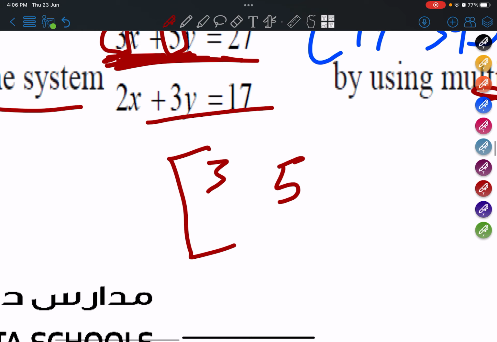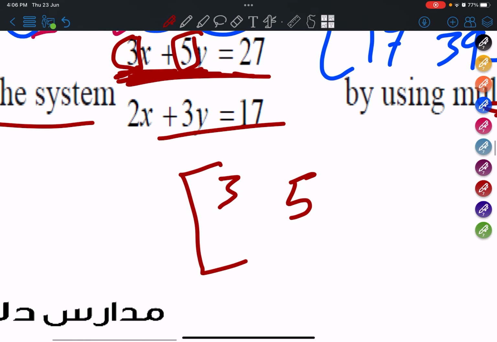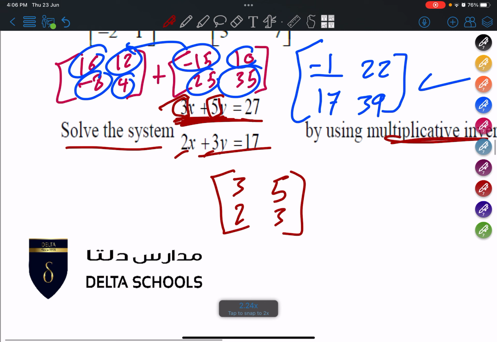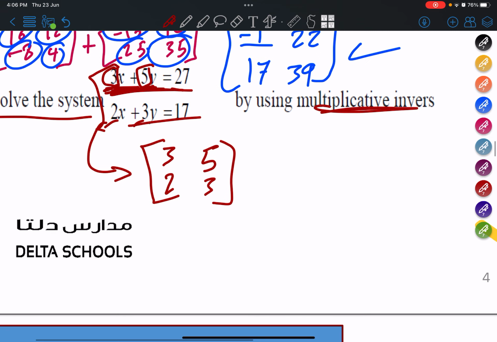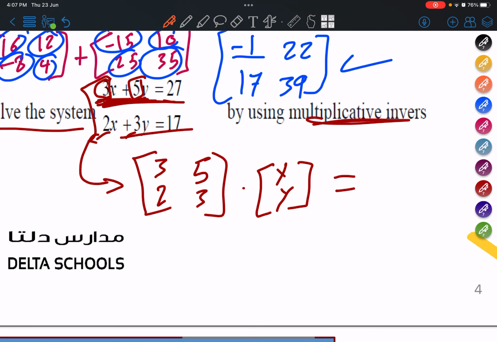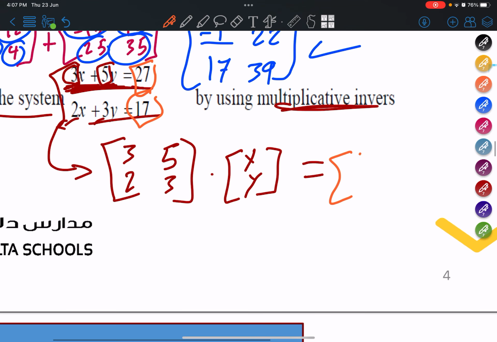So here we have 3 and 5, and now we can go to the second row by taking the second equation. So we have 2 and 3. So this is the equation in matrix form. Now this times the matrix x over y will equal what the two equations are equal to. So 27 and 17. 27 here over 17.